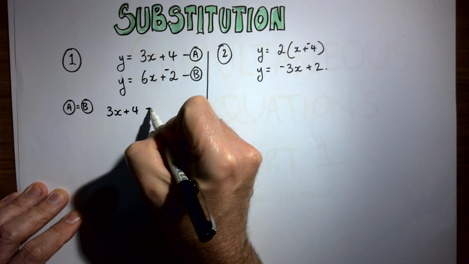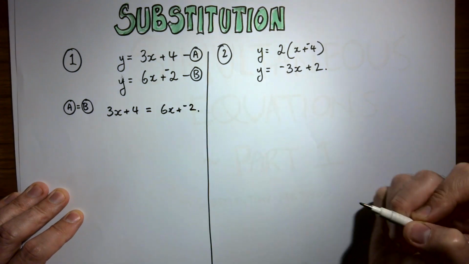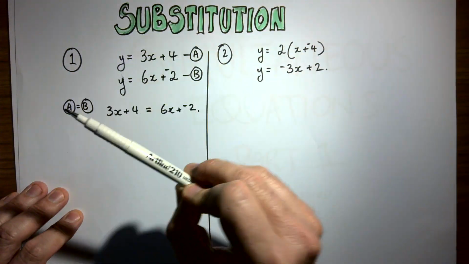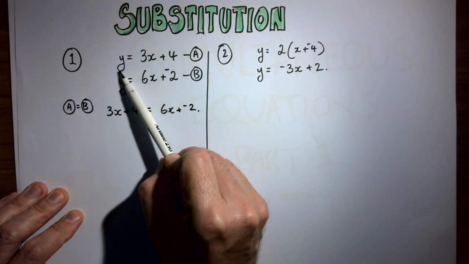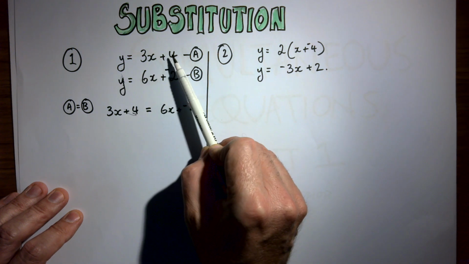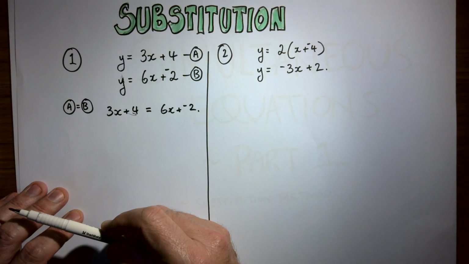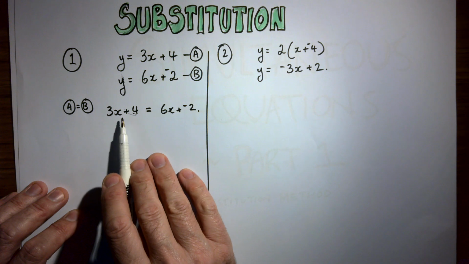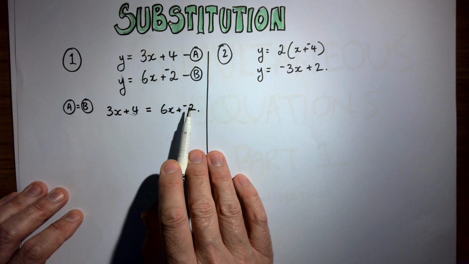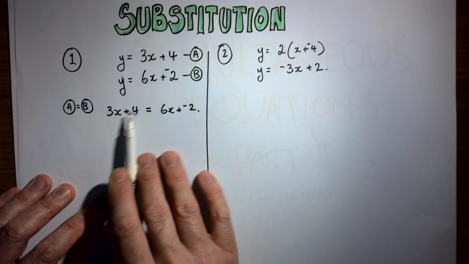What that looks like is 3x + 4 = 6x + negative 2. Because if we're at that point, these two y values are the same anyway. So we might as well just say all of that equals all of that. Now it just comes down to plain old algebra to figure out who's who in the zoo. This is where this plus and negative comes in handy, because I've got to get all the x's on one side and all the numbers on the other.